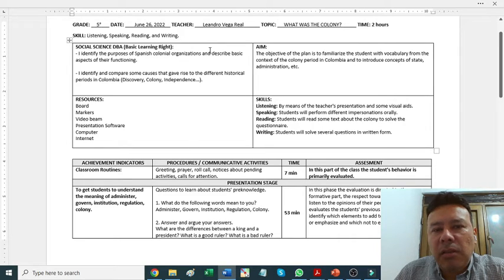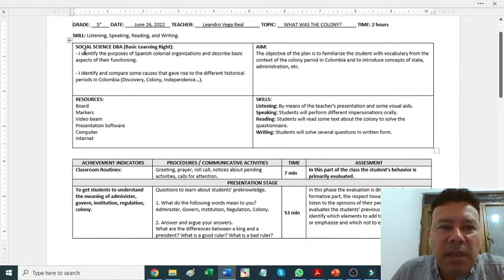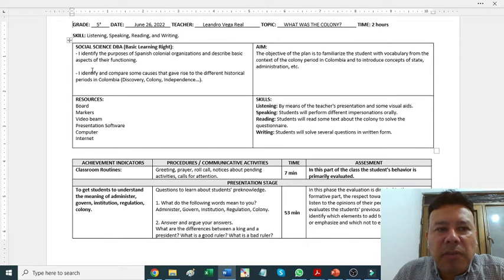Teacher: Leandro Garreal. Topic: what was the colony? Time: 2 hours. The skills are listening, speaking, reading, and writing. Social Science, Basic Learning Rights: I identify the purpose of Spanish colonial organization and describe basic aspects of their functioning.